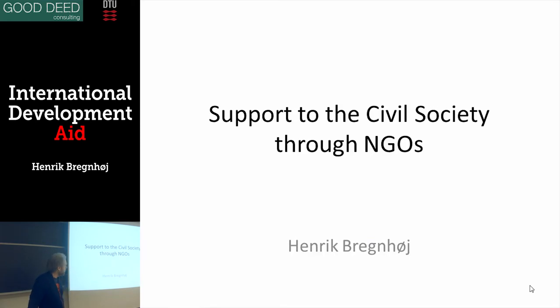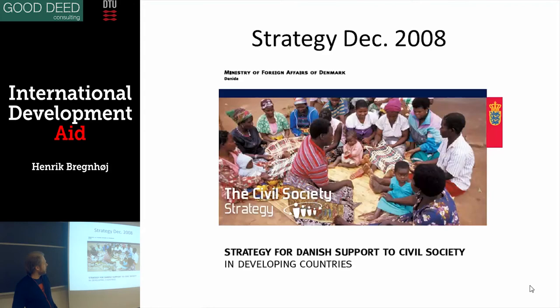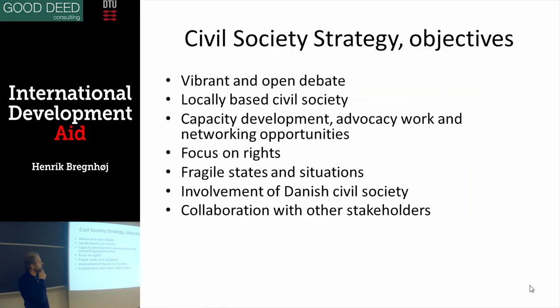The last few slides are about civil society in particular, the non-governmental organizations like our little organization, TULA. There was a strategy about this with some overall definitions, overall priorities, and so on. It's from 2008 and has not been updated, although there's a lot of discussion about this all the time. Still, the one from 2008 is applying. They want to build societies that are vibrant and have an open debate. Civil society should be locally based, not dependent on outside support. Focus on capacity development and advocacy work. We'll talk a lot about that tomorrow, what that means.